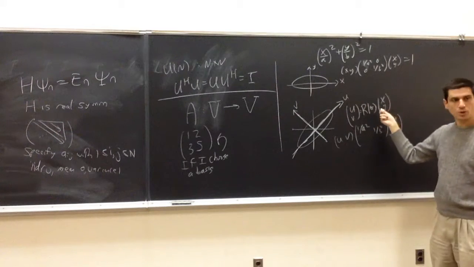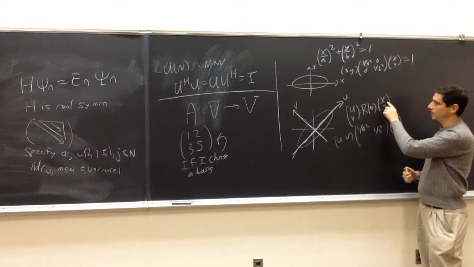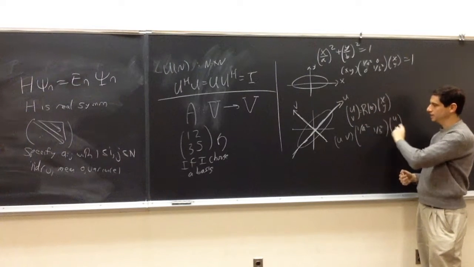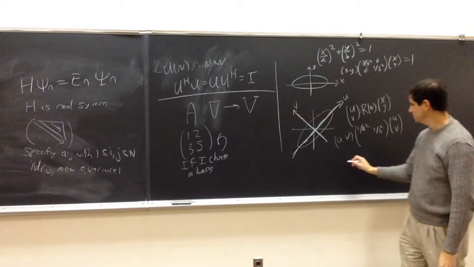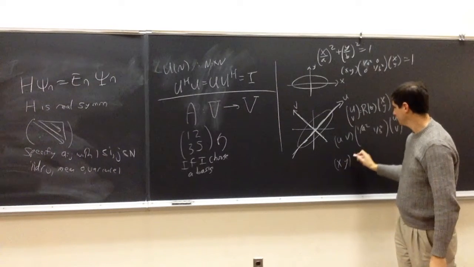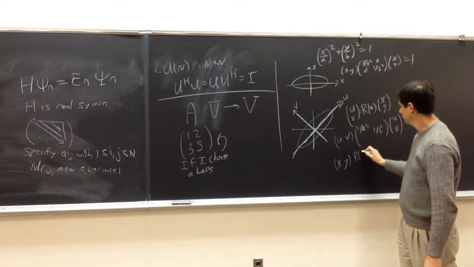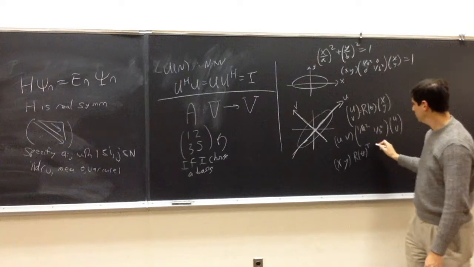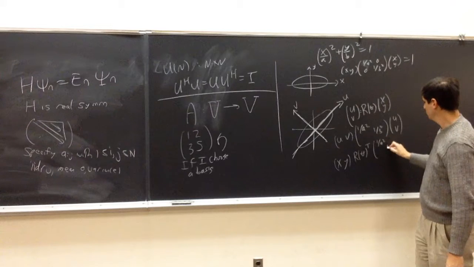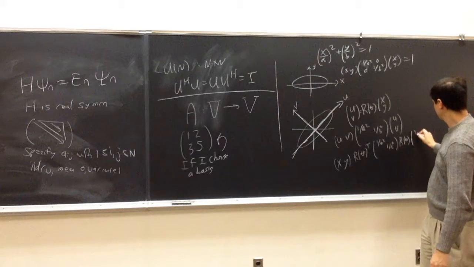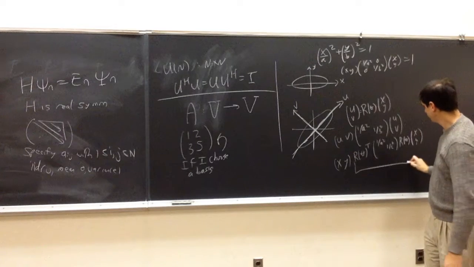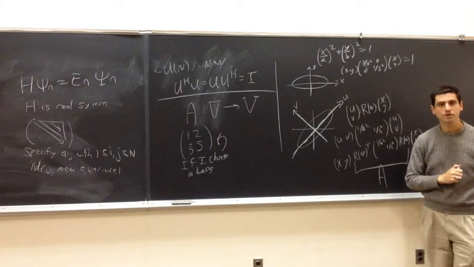And since UV is xy rotated, I can now represent this in terms of xy. I just substitute in. And what I'll get is xy, R theta transpose, 1 over a squared, 1 over b squared, R of theta, xy, and that's my new matrix A.